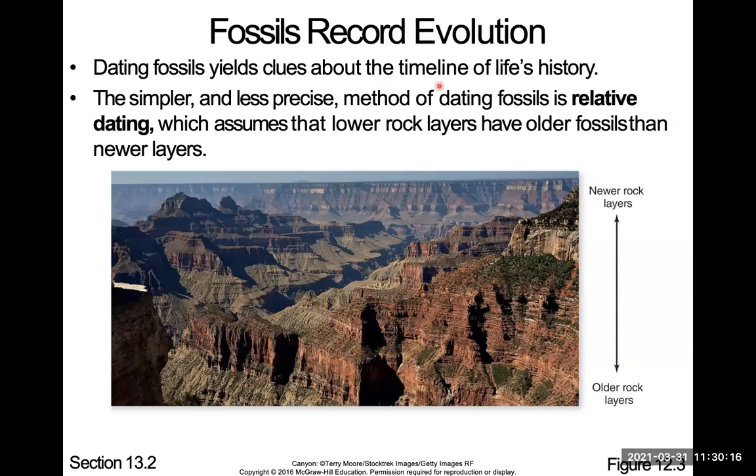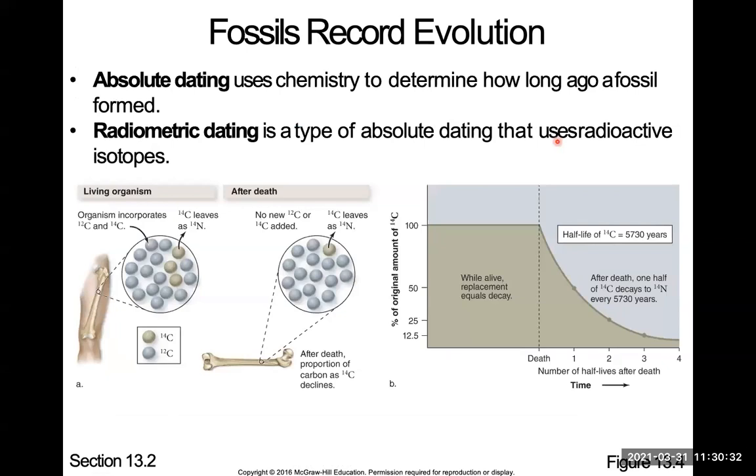So dating fossils is going to give us clues about the timeline. They were able to do carbon dating with the stromatolite. That's how they're able to say it's 3.8 billion years old. It's the exact number they're giving you. It's not saying it's an older layer or a newer one. It's not relative dating. They're giving you exact, absolute dating. That's what it's called, absolute dating. Absolute dating is when they're using chemistry to determine how long ago a fossil formed. So maybe an exact number, 3.8 billion years.